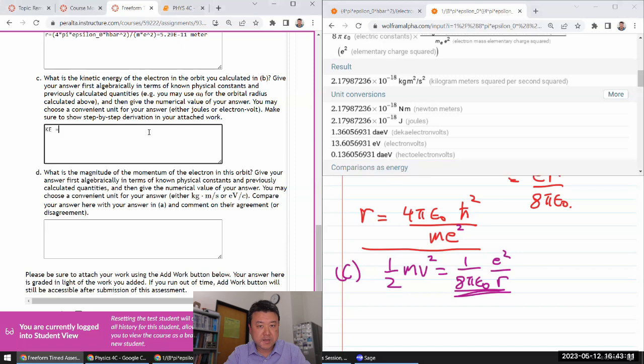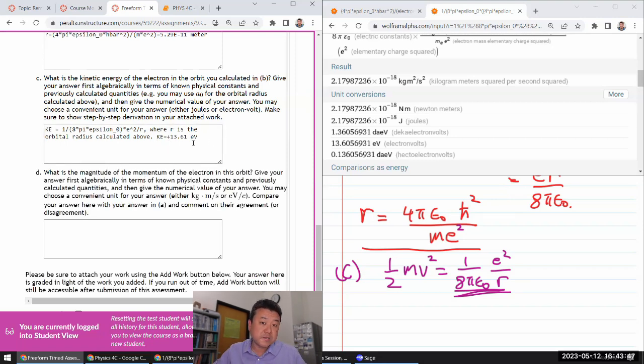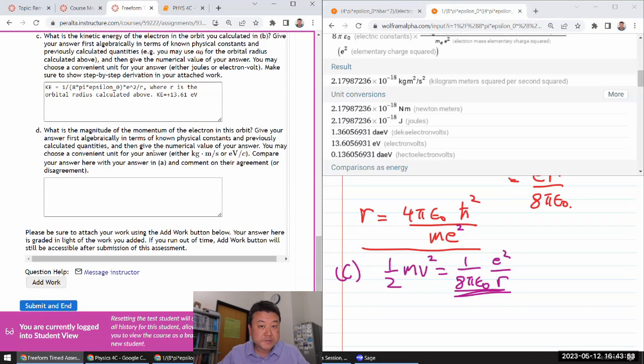eV. So the kinetic energy here, in terms of expression, is going to be 1 over 8 pi epsilon naught times e squared divided by r, where r is the orbital radius calculated above. This kinetic energy is equal to plus 13.61 eV. And that makes sense because the potential energy will be twice minus this. So when you add them together, you get minus 13.6 eV that you might remember from Bohr energy levels.